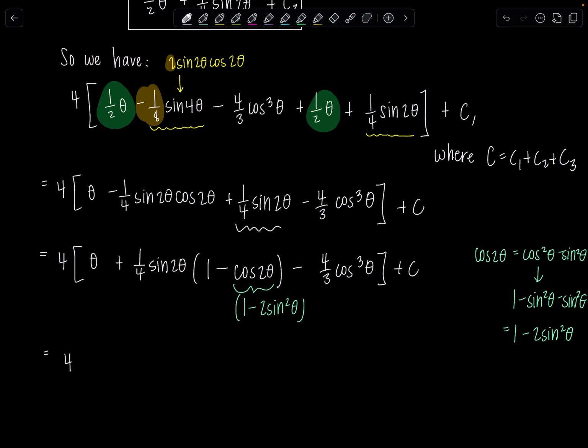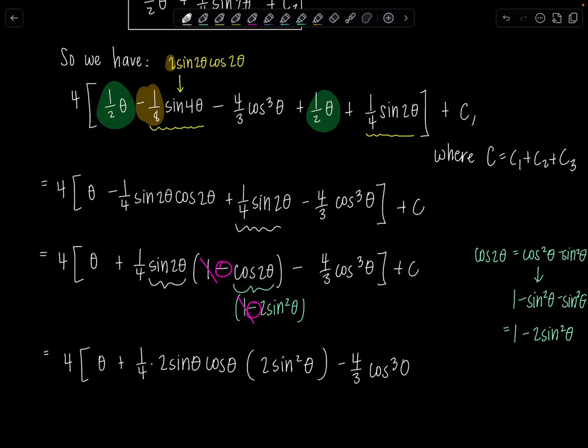So this is going to be 4 times theta plus 1/4 times, let me go ahead, replace sine 2 theta with 2 sine theta cosine theta. And then do you remember what happened in these parentheses? This 1 canceled out with that 1. And then this minus and this minus will give me now a positive 2 sine squared theta. And then we still have minus 4/3 cosine cubed theta plus c. Okay? All right, guys, we're almost there.